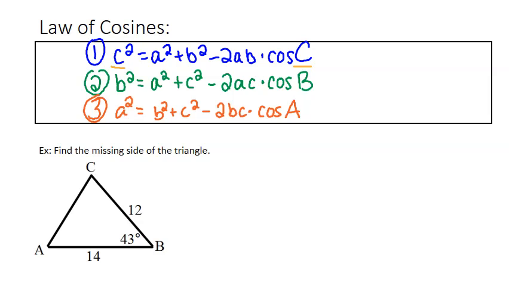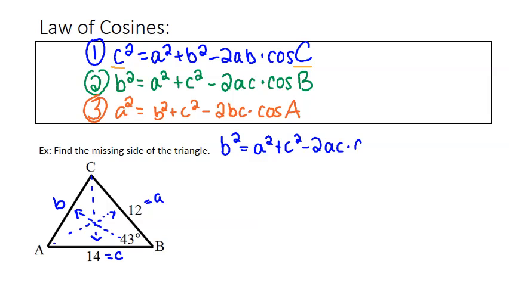So we have this triangle ABC and we want to solve for the missing side. So we're going to go ahead and put our letters on. Since the 12 is across from A, this is little a. So C is across from the 14, so this is little c. And then the 43 is inside of angle B, and it's opposite the blank side, so our missing side is little b. So we're going to set up our formula: b squared is equal to a squared plus c squared minus 2ac times the cosine of big B, of angle B.